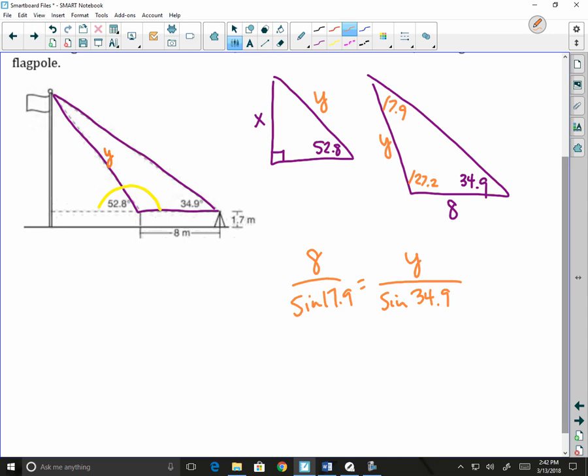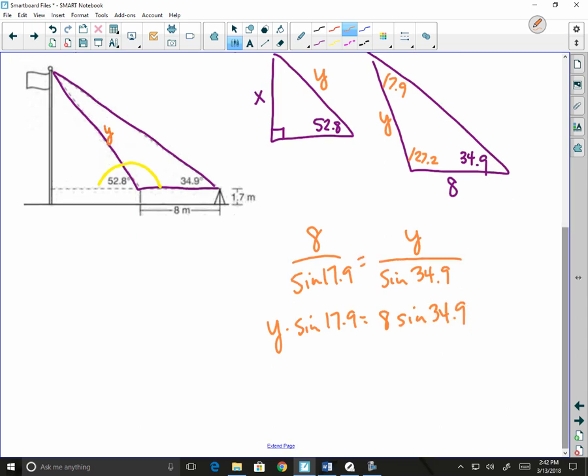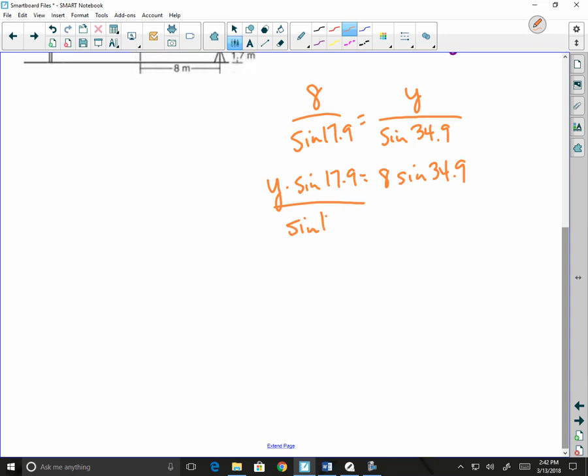Cross multiply and I get y times the sine of 17.9 is equal to 8 times the sine of 34.9. Divide both sides by that sine of 17.9, and I get y equals whatever that comes out to be in my calculator. So 8 sine of 34.9 divided by the sine of 17.9, which is 14.892. Again, that's not my answer, so I'm not going to round it to what it's asking me to round to, so I'm going to go a little bit beyond.